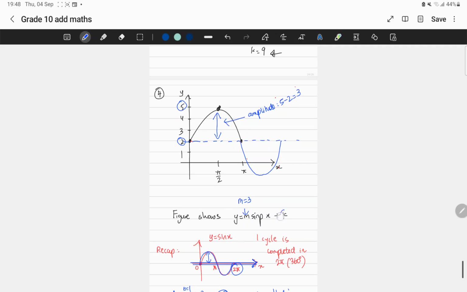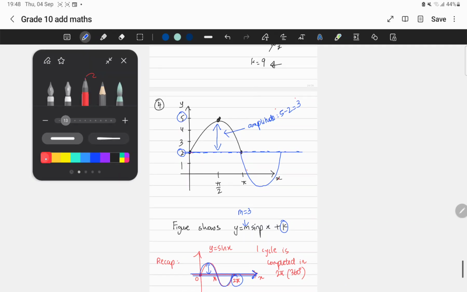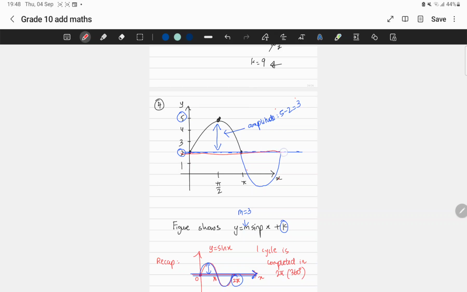The next thing, I'm going to find the axis of oscillation. You can see directly here, this is the axis of oscillation, because it's the line on which the graph oscillates. So I'll put it in red. This is the axis of oscillation. And where does it cross? It crosses y at 2. So k is equal to 2. That's so simple, you get it directly.